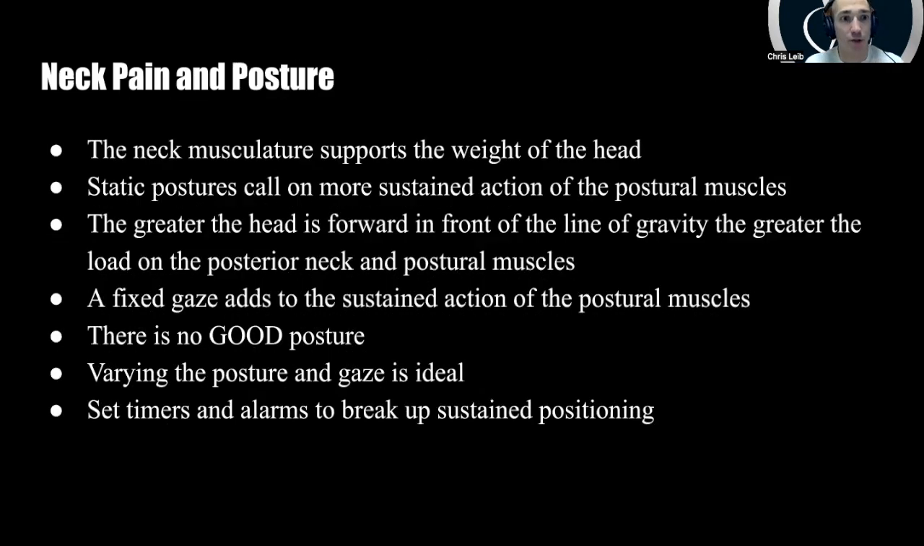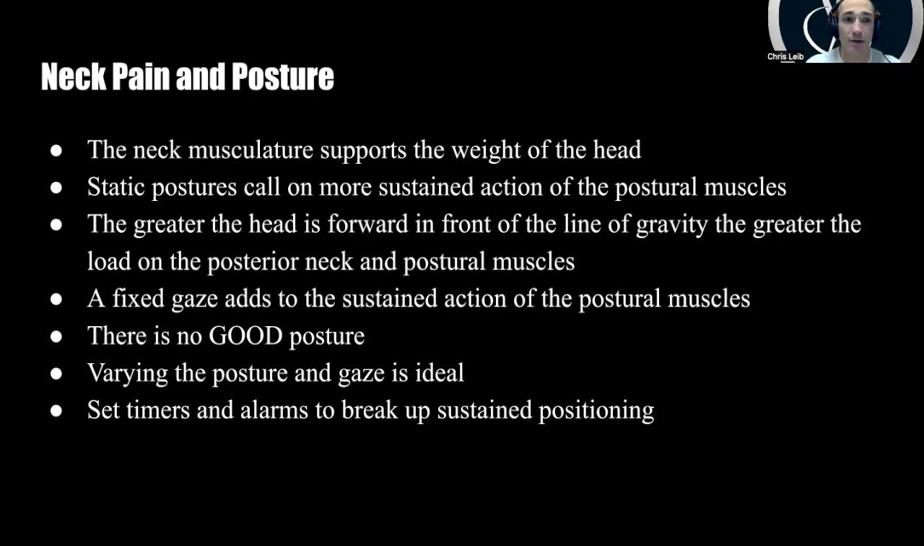And the neck pain and posture. So the neck musculature, as we know, supports the weight of the head. It's also very much involved in hyperventilatory breathing and for protection, just in general when we're stressed. So static postures call on more sustained action from our postural muscles. You can think of it this way: the greater the distance the head is in front of the line of gravity, the greater the load on the muscles on the back of the neck and the postural muscles.